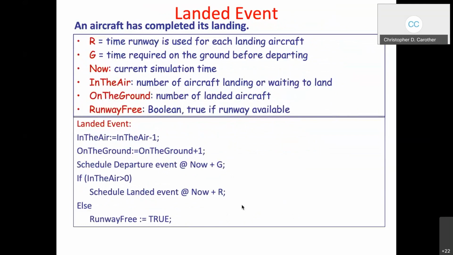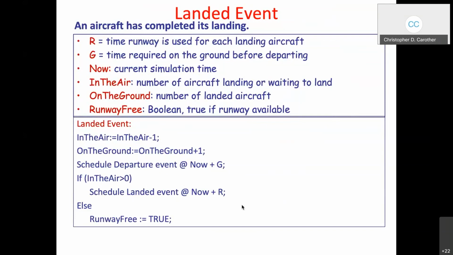So here we see we're going to decrement. We're going to pull one of the aircraft out of the air. So in the air is decremented as opposed to being incremented like it was in the other. Except this time we increment the on the ground variable. So again we see this increment decrement type of structure. Then we're going to go ahead and let the landing events for this.